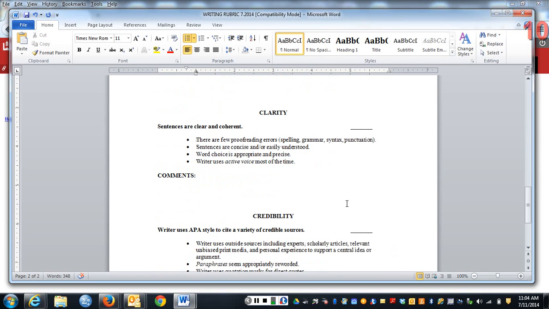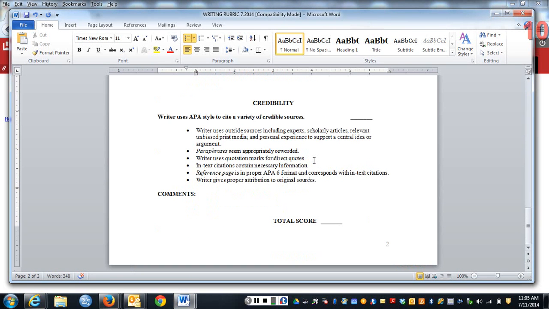Clarity is the fourth area, that sentences are clear and coherent. There are few proofreading errors. The sentences are concise. They're not too wordy, and I can understand them. They don't confuse me in the middle. Word choices are appropriate and precise. That is a problem sometimes. The students try to pull out the thesaurus and use words that don't exactly fit. The writer uses active voice most of the time. So these have to do with clarity. It's very important when you write that you have clarity.